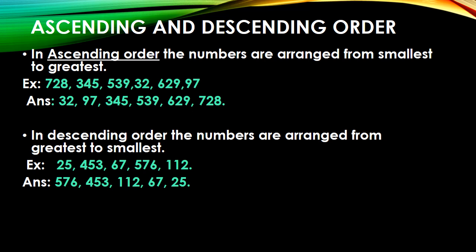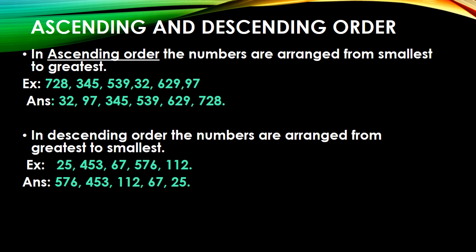Dear children, as we know the comparing of numbers, whether the number is greatest or smallest, by this we can arrange the numbers in ascending and descending order. First, let us know what is ascending order. In ascending order, the numbers are arranged from smallest to greatest. I repeat, from smallest to greatest.